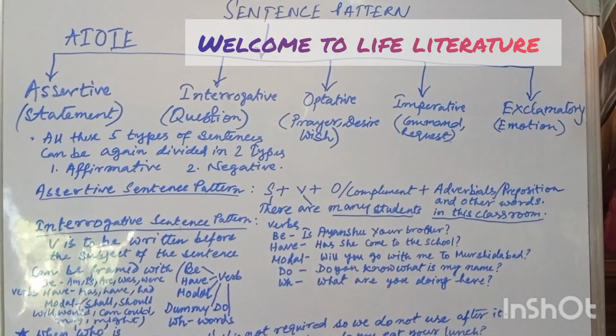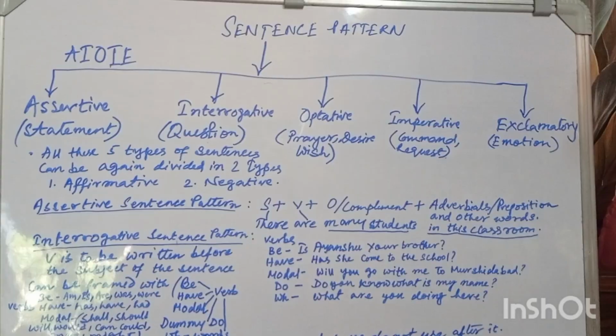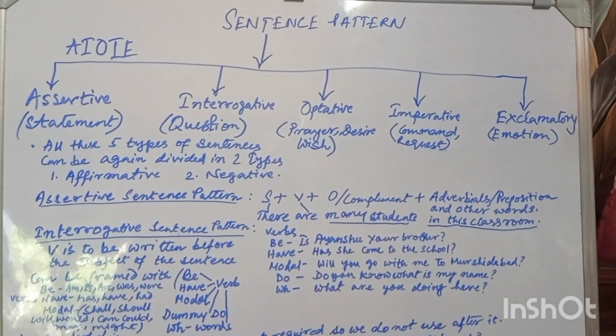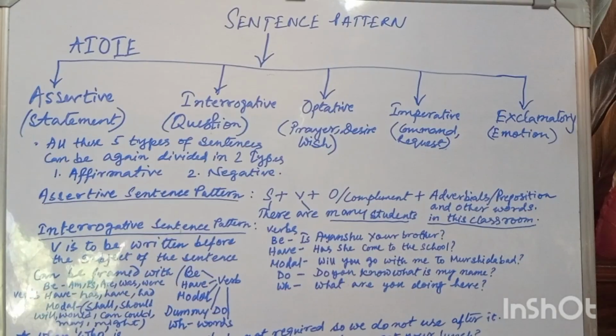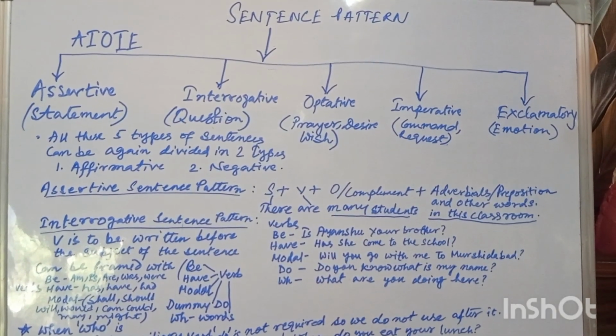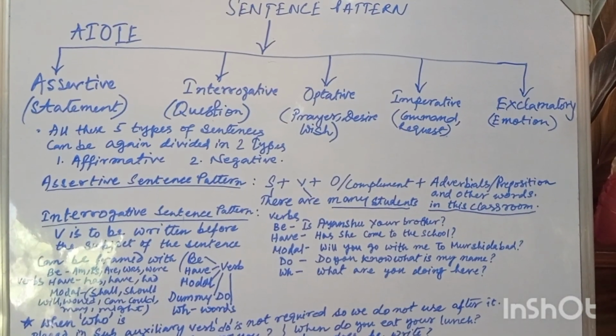Friends, let's discuss sentence pattern in English grammar. As we have discussed, sentences, according to function, can be divided into 5 types. They are assertive, interrogative, optative, imperative and exclamatory. And their functions also I have written.